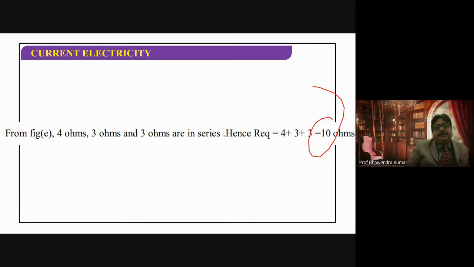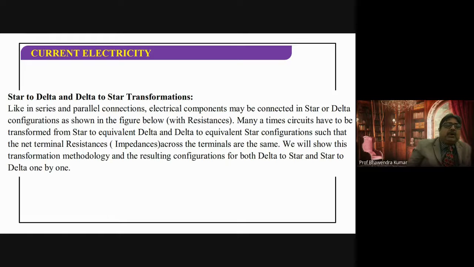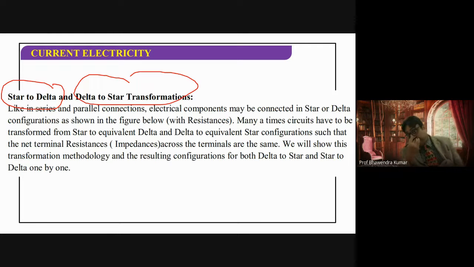Any problem? Now, sometimes we don't find the resistors in series or in parallel, right? So for that, we require a conversion that is called star to delta and delta to star conversion. Okay, write the heading: star to delta and delta to star transformations. Have you written the heading?